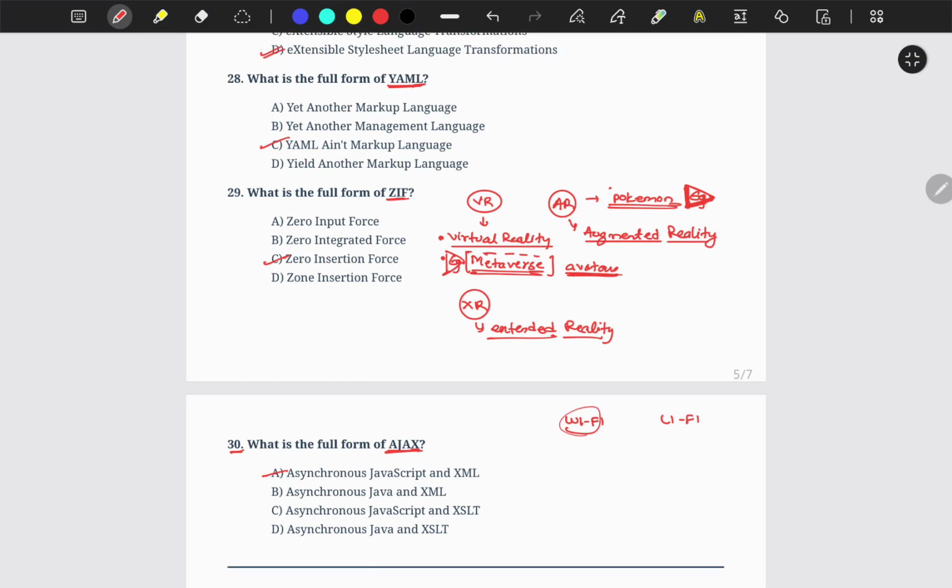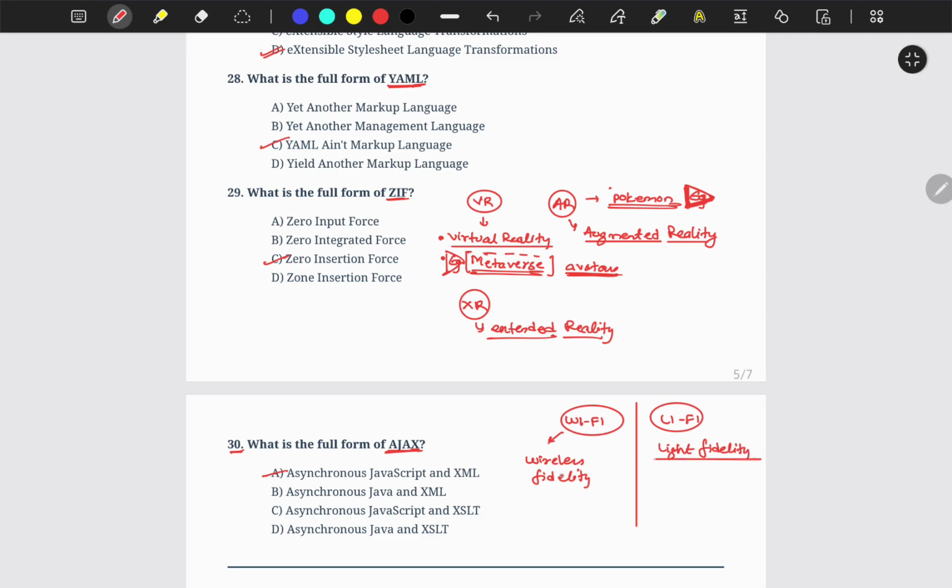So for the last two, see, okay, these two, Wi-Fi and Li-Fi, right? Wi-Fi we use it in everyday life. So what is the full form of Wi-Fi? It is wireless fidelity. See, so similarly, there is a new technology which is known as Li-Fi. Okay, what is Li-Fi? It is light fidelity.